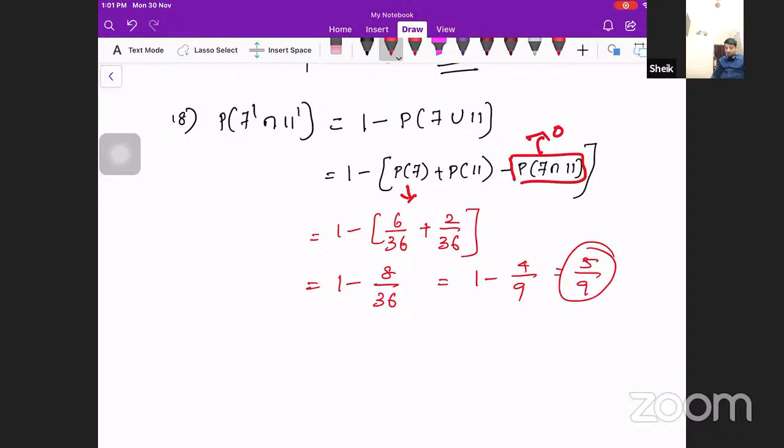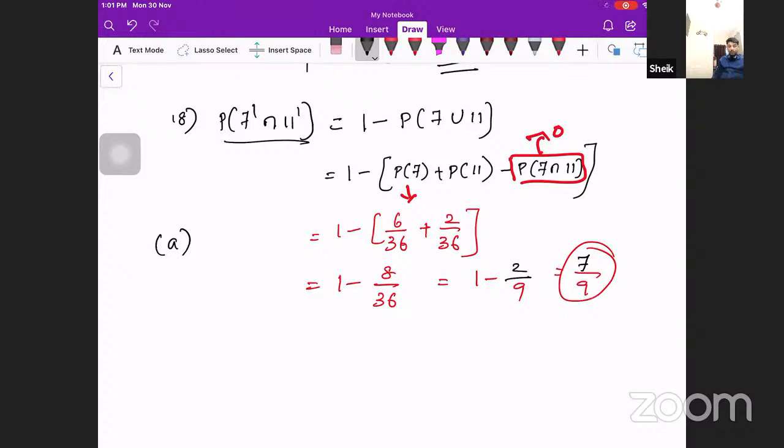Sorry, I think 8 by 36 is 2 by 9. So therefore, our answer is 7 by 9. What is our answer? 7 by 9. Option A. See, that's it. Neither 7 nor 11, that is 7 dash intersection 11 dash. This is what we need to find out.